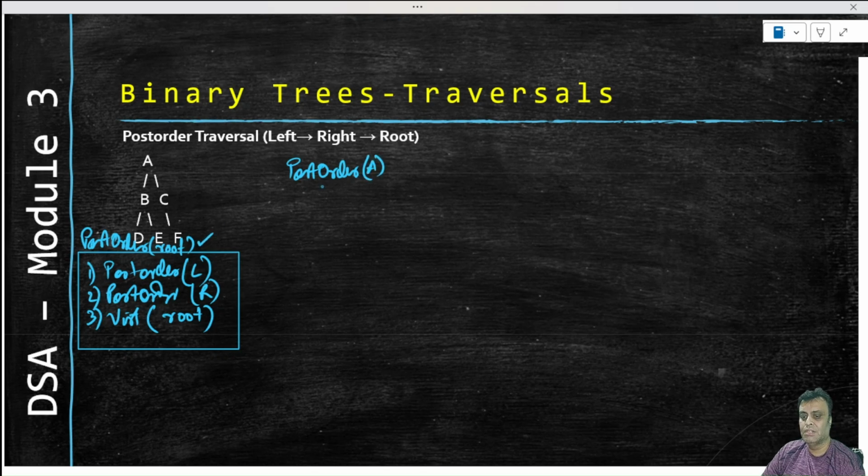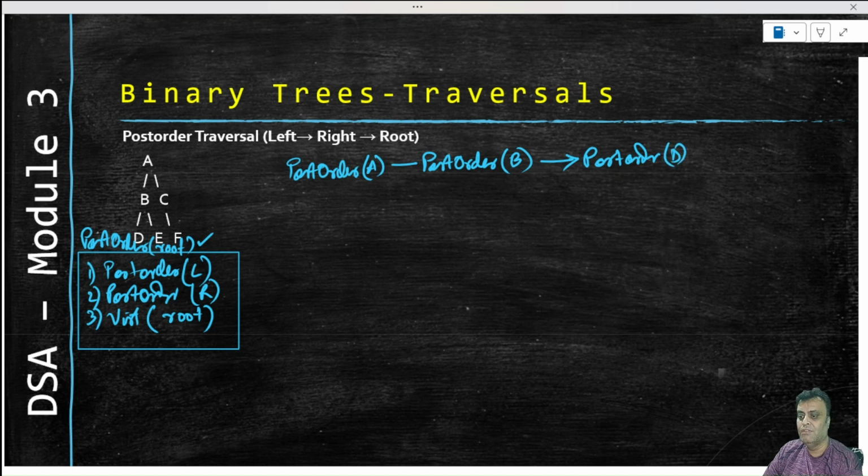So we are starting here, then this will give rise to 3 steps, right? So what are the 3 steps? Post order of the left, which will give rise to post order of the left of A, which is B, right? Now the post order of the left of B is the post order of D.